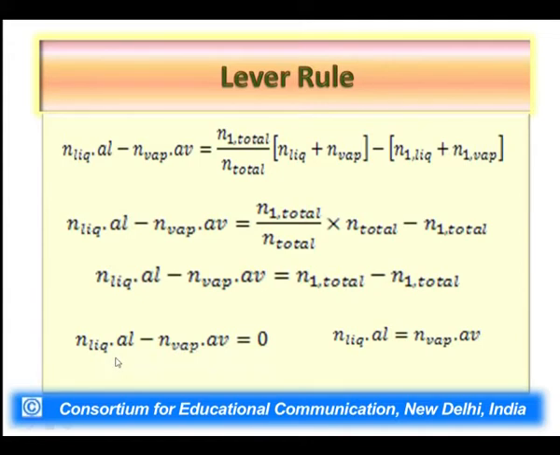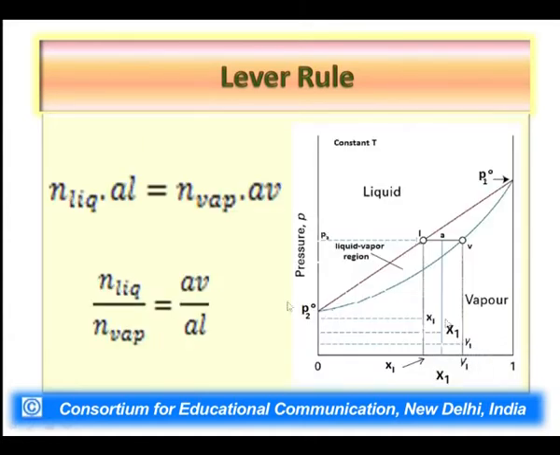That is how we get it, and when there is a balance, when an equilibrium is established between the two phases, that is what we represent as a balance point. And therefore, N liquid AL minus N vapor AV equal to 0, and N liquid AL equal to N vapor AV. Because we have taken this N vapor AV term to the right hand side, when we once again rearrange it, what we get is N liquid by N vapor equal to AV by AL.